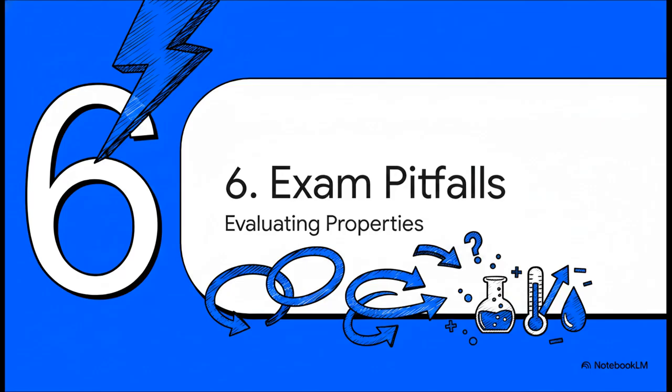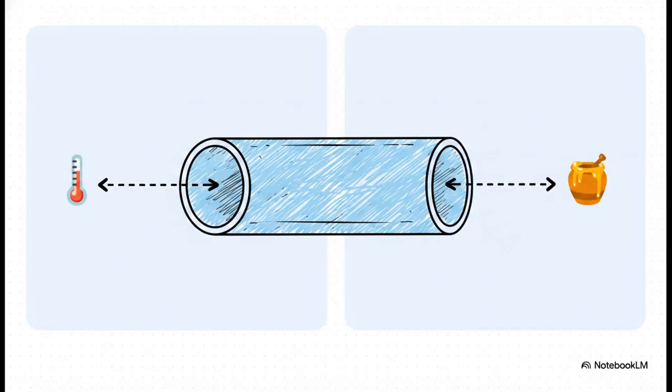And finally, Section 6, Exam Pitfalls, Evaluating Properties. Listen up, because we've reached the final and, honestly, most dangerous part of our explainer, the common exam pitfalls where points are just instantly lost. We are talking about fluid property selection. You need to create a mental flowchart for how you select these properties based on temperature, because the split logic here trips up so many students.